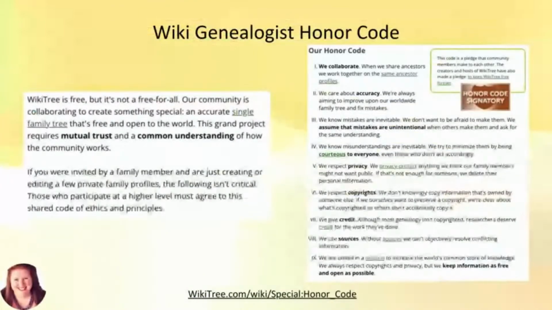Upgrading from family member to Wikigenealogist is done by signing the honor code. This honor code is a commitment to collaboration, accuracy, understanding and courtesy toward other members, respecting privacy and copyrights, giving credit, citing sources, and agreeing to the shared mission of increasing the world's common store of knowledge and keeping information as free and open as possible.